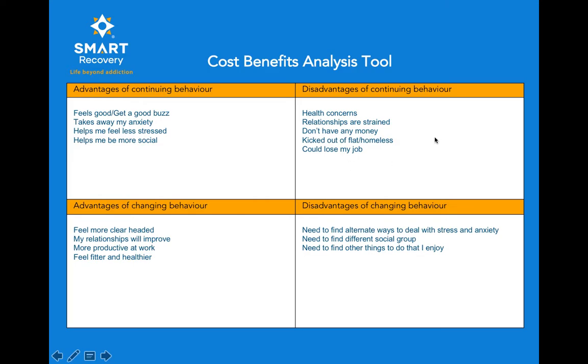Now you might get asked what are the disadvantages or what are the things you don't like about the behaviour, and you may have many things. Health concerns, relationships, various different things. I could lose my job. Now, not to overwhelm you, but we need to try and prioritise these.